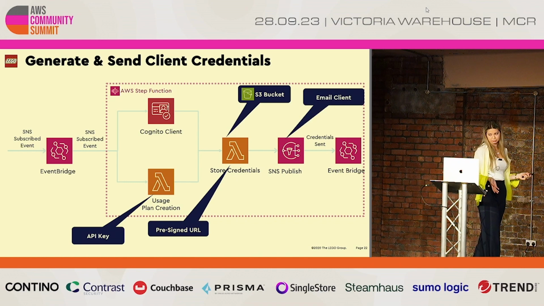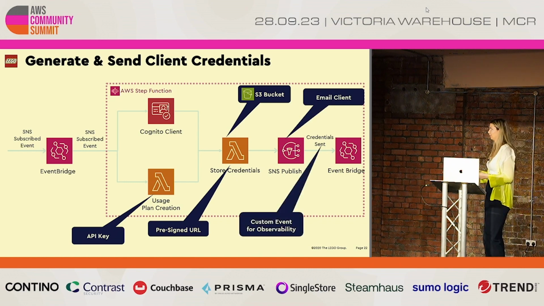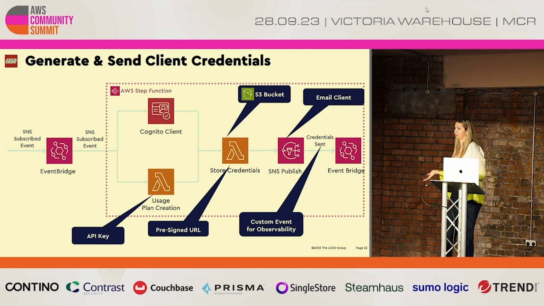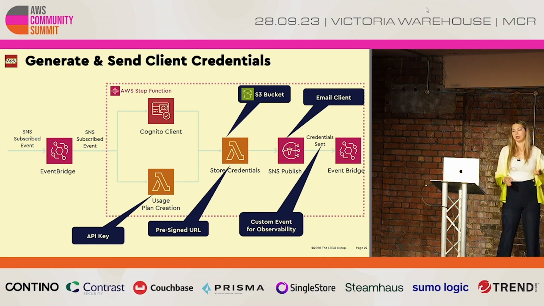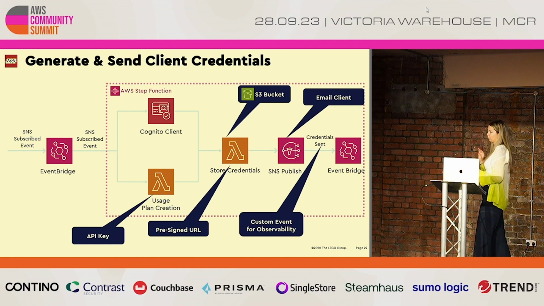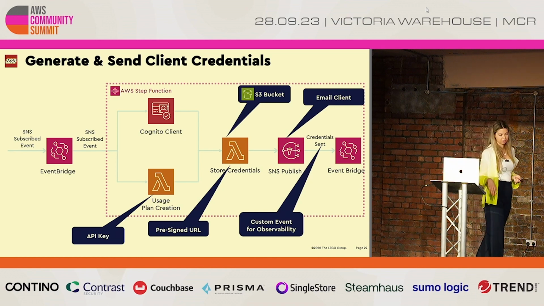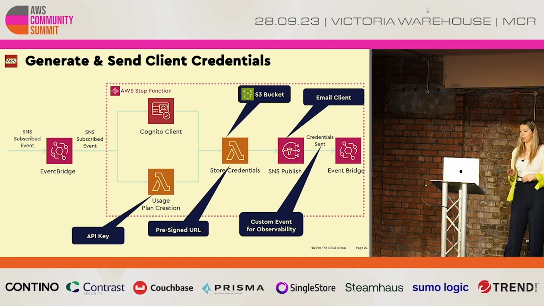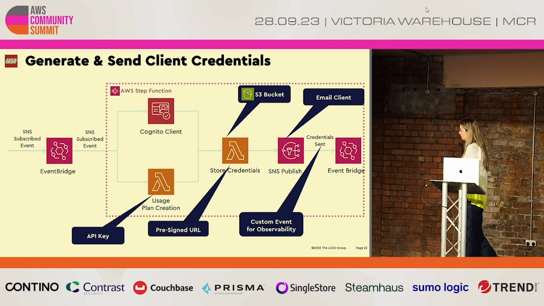The SNS publish will just send the email to the client. And then we have, as usual, our custom event for observability. Now, technically, the process is done now. But throughout this process, you've created several different things that you do not want to hold on forever. And again, you don't want to go back and manually delete stuff from the AWS console. So you need to implement some sort of cleanup functionality.